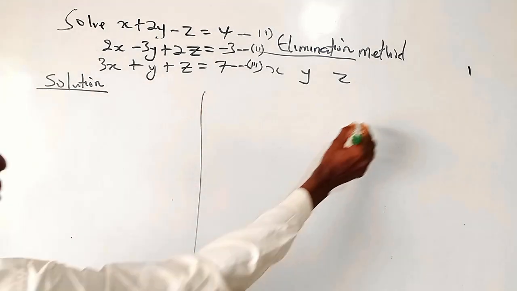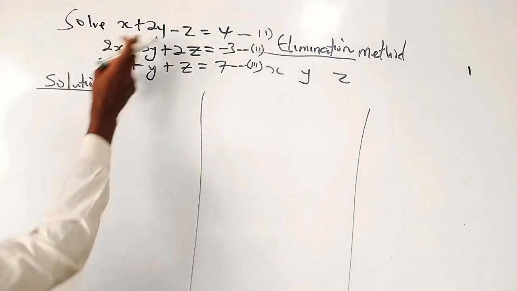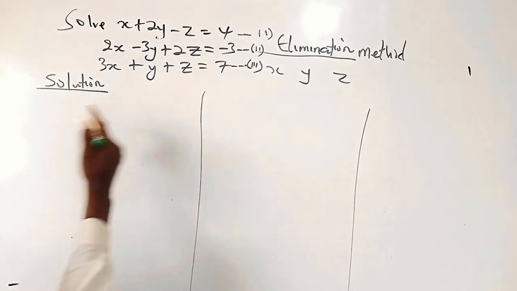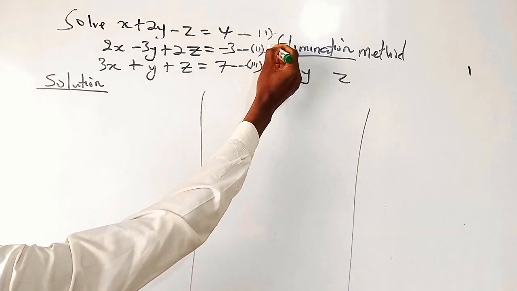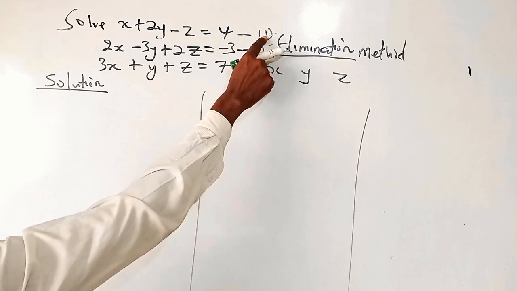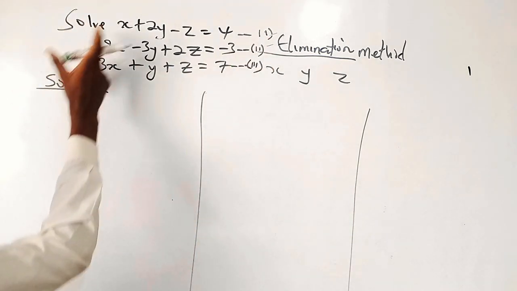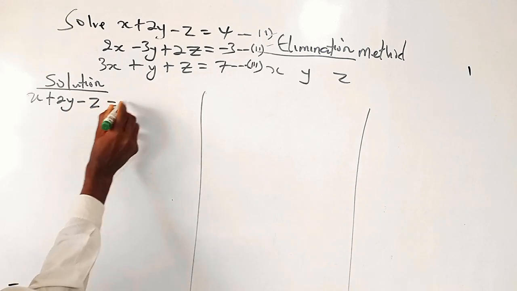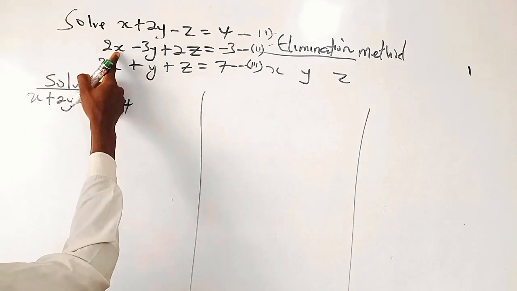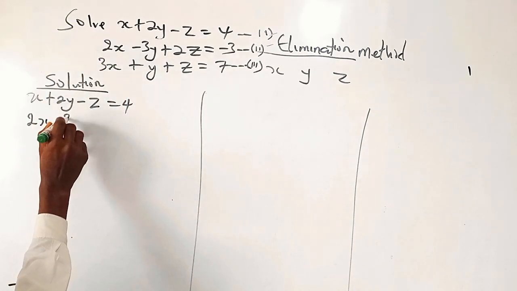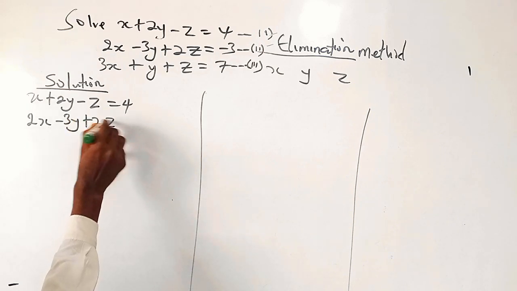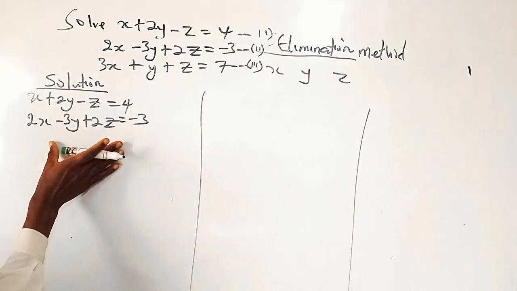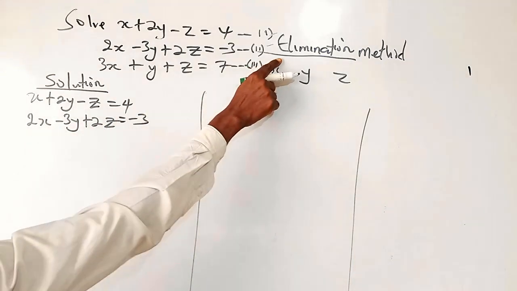Okay, solution. When we have three linear equations like this, we can combine two equations at the same time. So let us say equation 1 and equation 2. Let's work with that first. We have x plus 2y minus z equals 4. This is equation 1. Equation 2 is 2x minus 3y plus 2z equals minus 3. So let us solve this simultaneously using the elimination method.